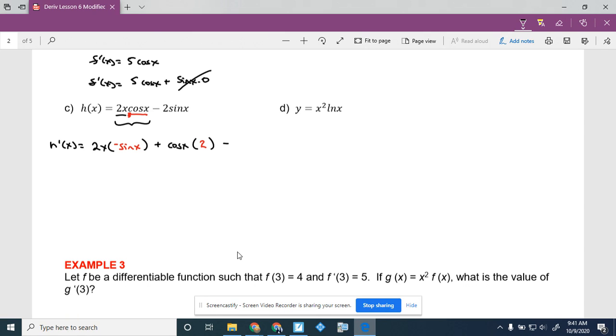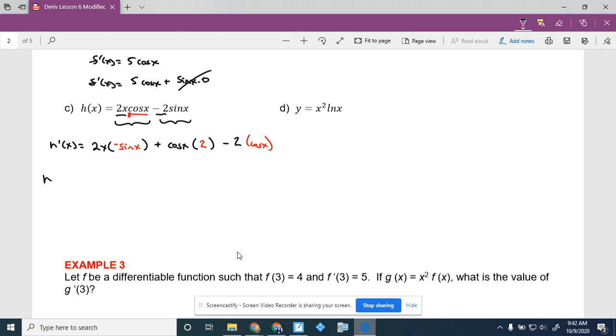Now I'm going to go minus the derivative of the second part of the difference, right? So what's the story with that? Should I do the product rule on that? Well, hopefully you know the answer is no, because this is a constant times a function. So the derivative of that is the constant simply times the derivative of the function. And the derivative of sine x is just going to be cosine x, all right?